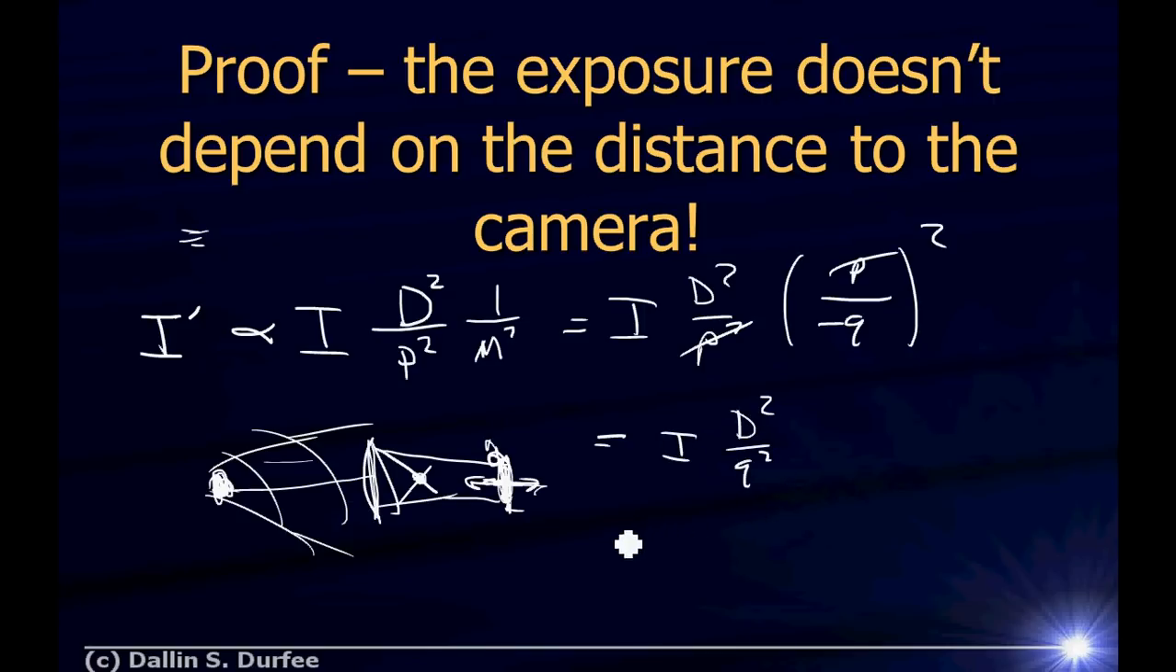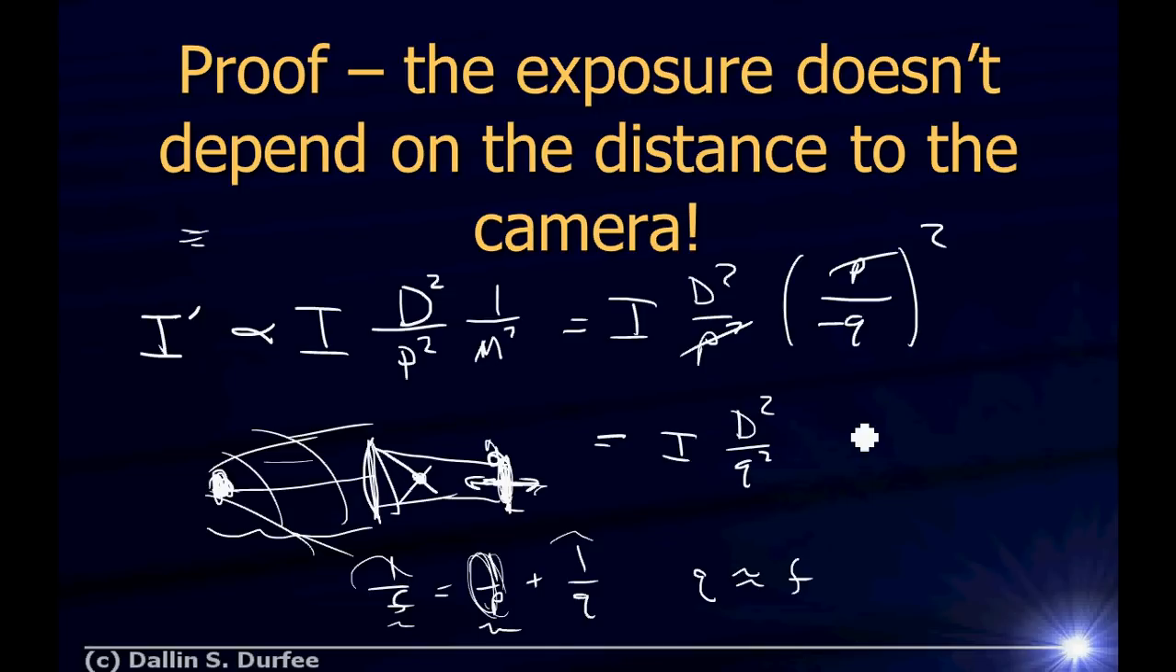But remember what I said earlier, that for a camera, typically p is very large compared to f, which means that if I look at 1 over f is equal to 1 over p plus 1 over q, if p is really large compared to f, this is going to be small compared to these two, and 1 over f is going to be about equal to 1 over q, and q then is about equal to f, so I'm just going to replace q with f here, so this is about equal to I times d squared over f squared, and this is just equal to the intensity of light coming away from your subject divided by the f number squared.